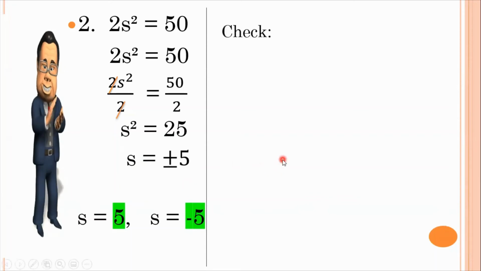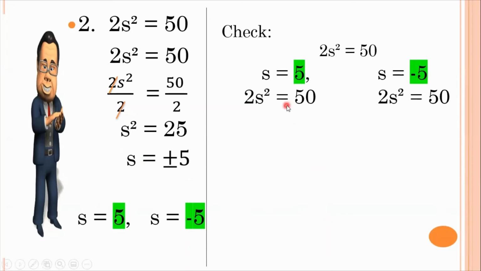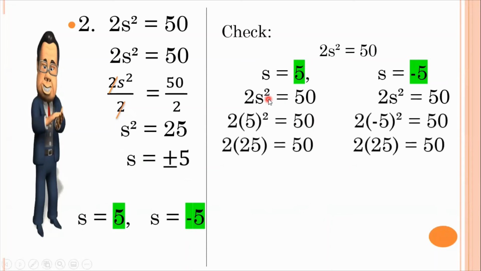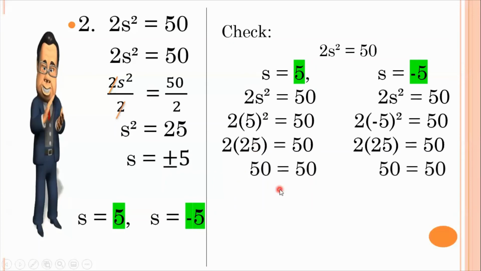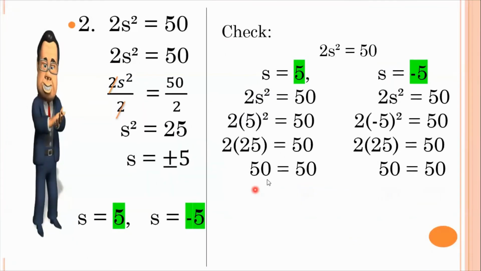Let us check to the original equation. 2s squared is equal to 50 when s is 5. So substitute 5 into s, so it becomes 2 times (5) quantity squared equals 50. Then 5 times 5 is 25. 25 times 2 is 50. Then 50 is equal to 50.